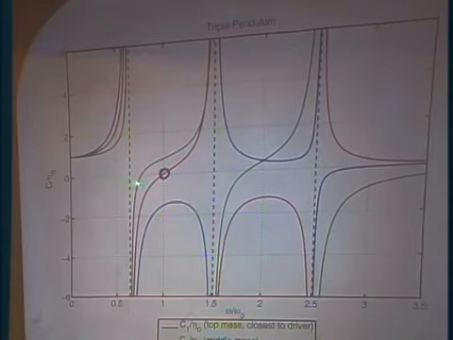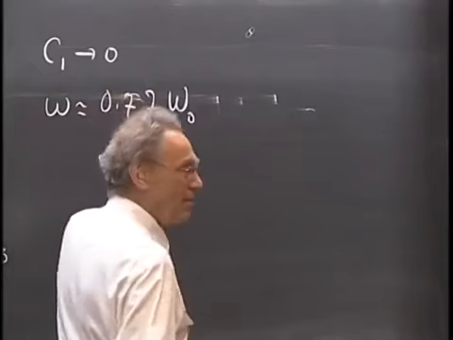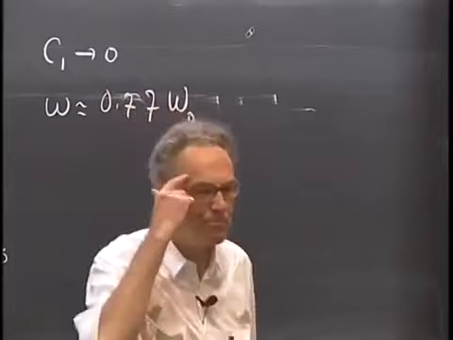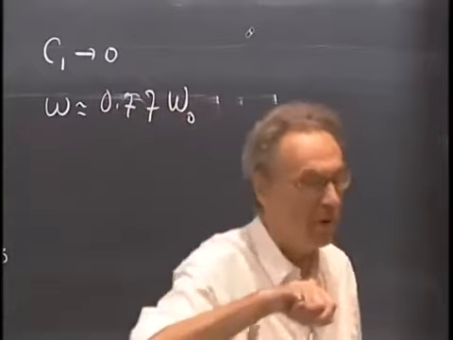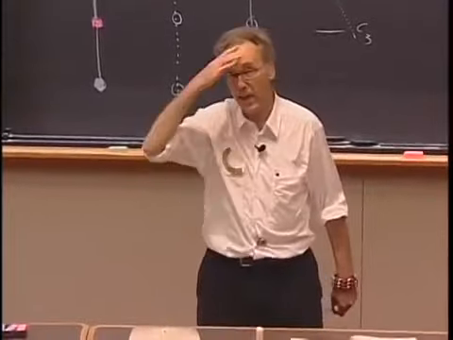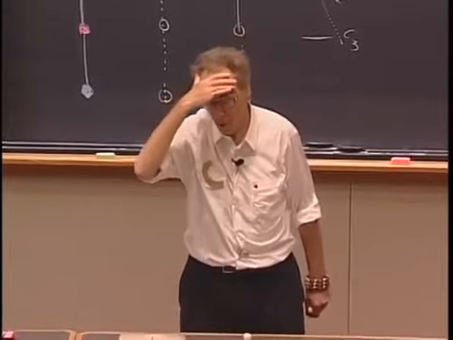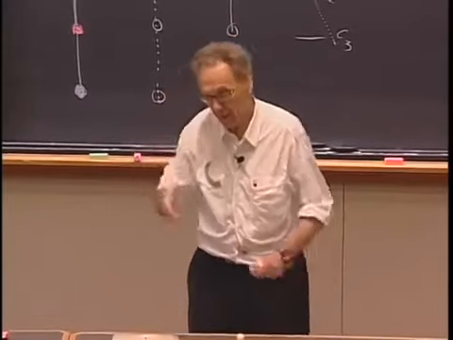Could I demonstrate this? No way on earth can I generate 0.77 times omega 0. I can burn into my chip omega 0, as I did. But I cannot do 0.77. There's no way. So forget it. I have to disappoint you.